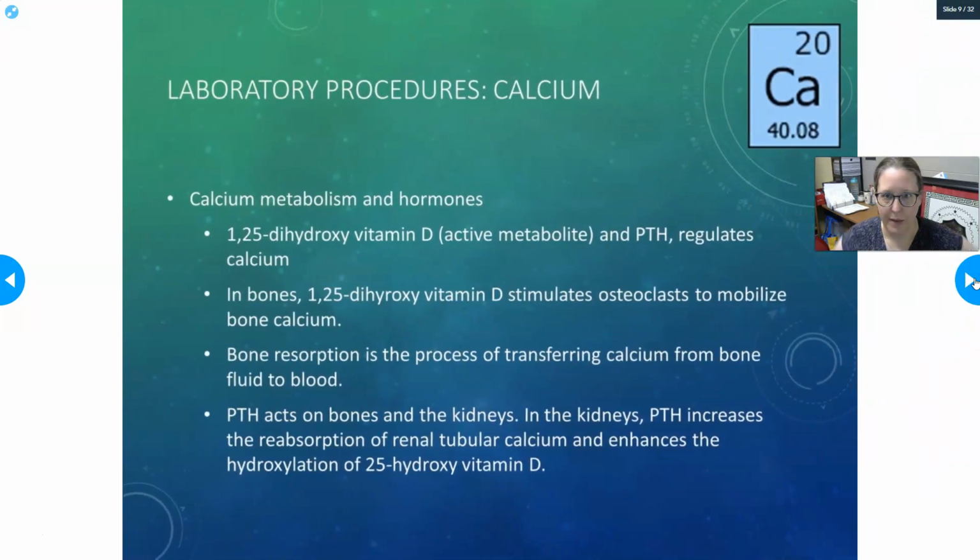All right, moving on from that. Continuing with our lab procedure for calcium, we had a little side step there on explaining calcium metabolism and hormones. So let's tie it all together.